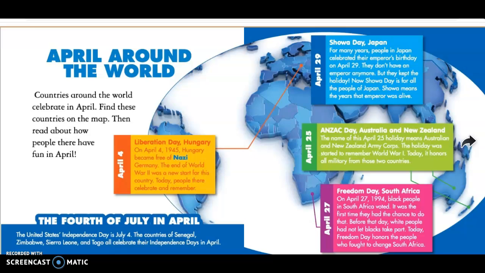And the 4th of July in April. The United States Independence Day is July 4th. The countries of Senegal, Zimbabwe, Sierra Leone, and Togo all celebrate their Independence Days in April.